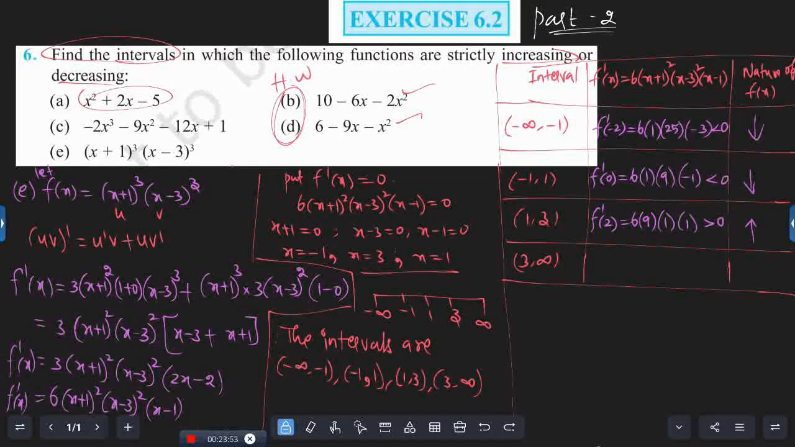3 to infinity is an easy one. What can we take? 4 you can take. So 6 into 4 plus 1 is 5. 5 squared is 25.